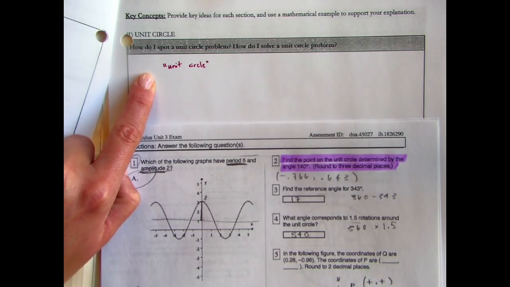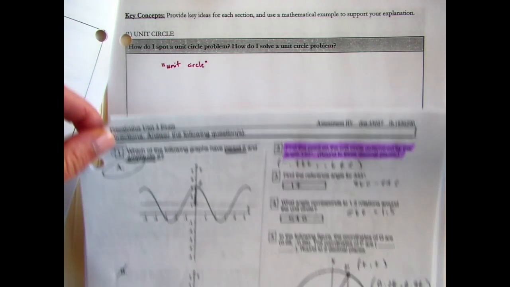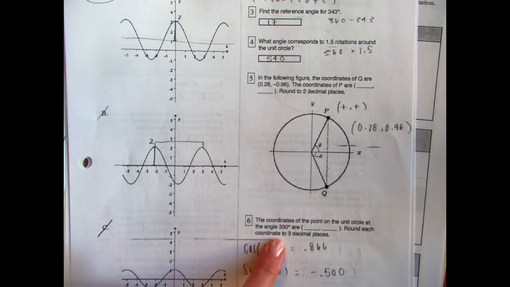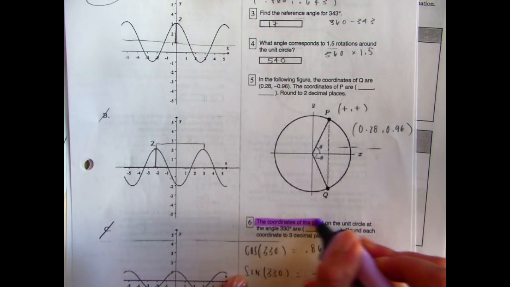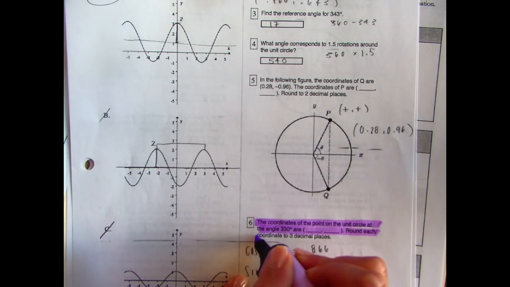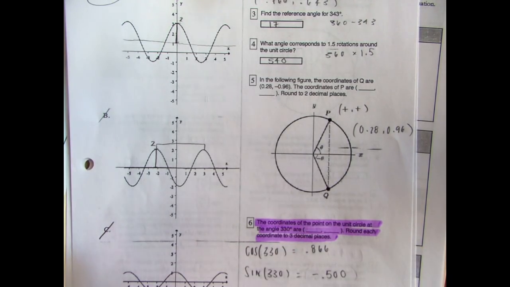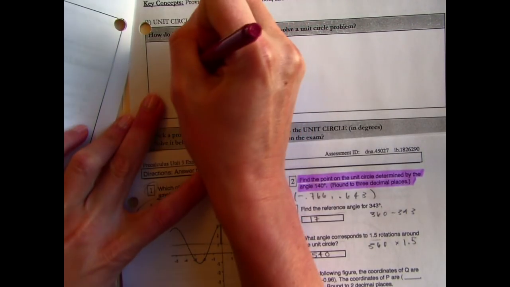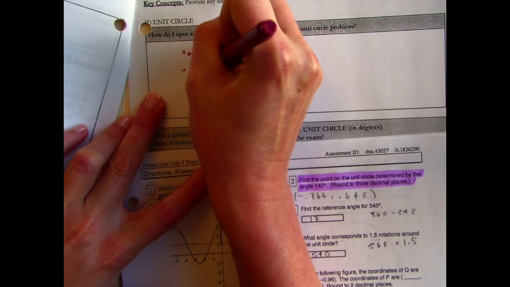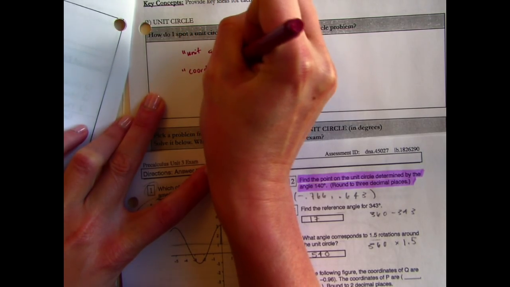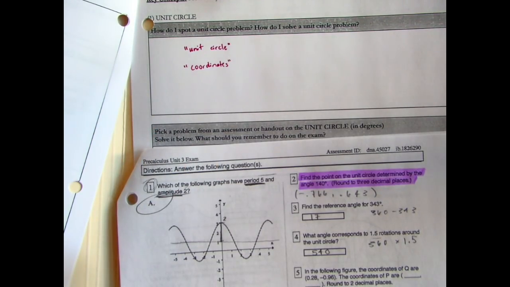Another thing to look out for would be if you have a blank, something comma something. That's a common thing that you'll see on the final. And then you'll usually be given an angle. Sometimes the angle will be in degrees and sometimes the angle will be in radians.